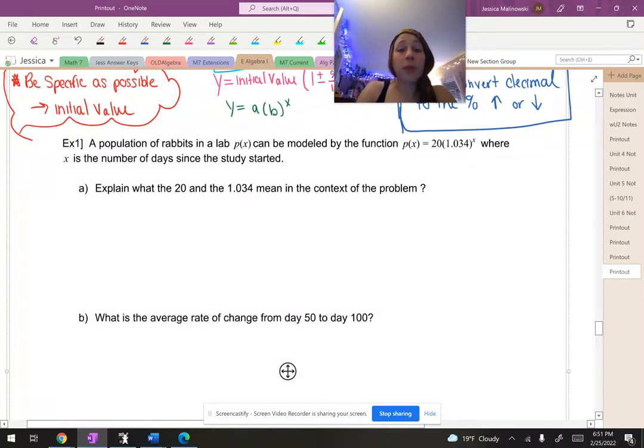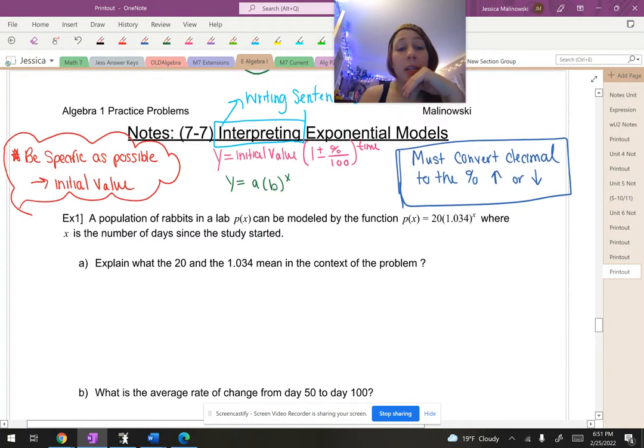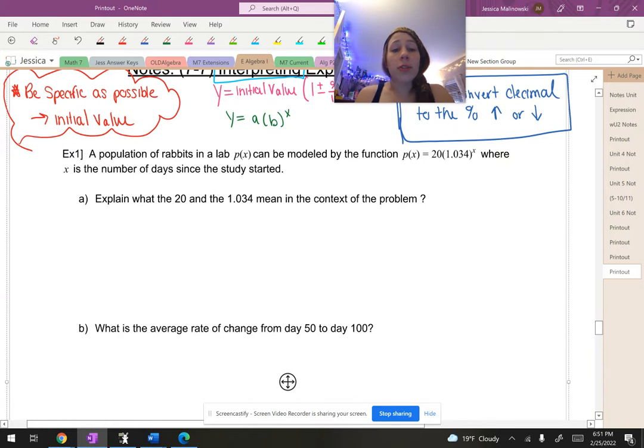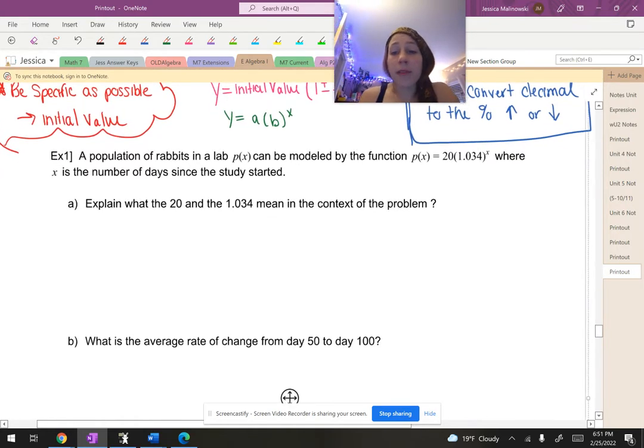Key example numero uno for lesson 7-7. A population of rabbits in a lab can be modeled by the function blah, where x is the number of days since the study started.